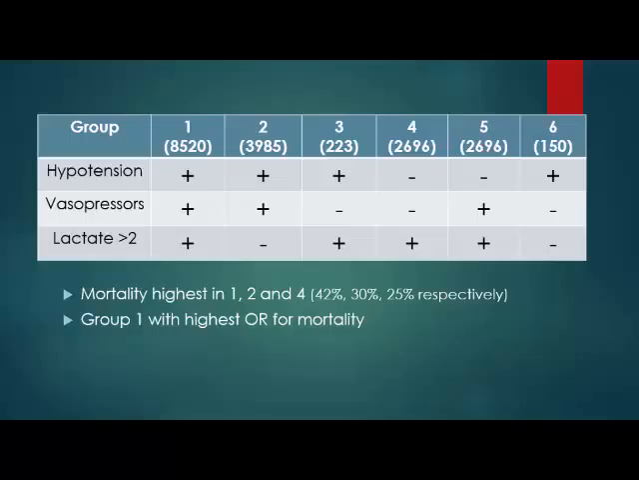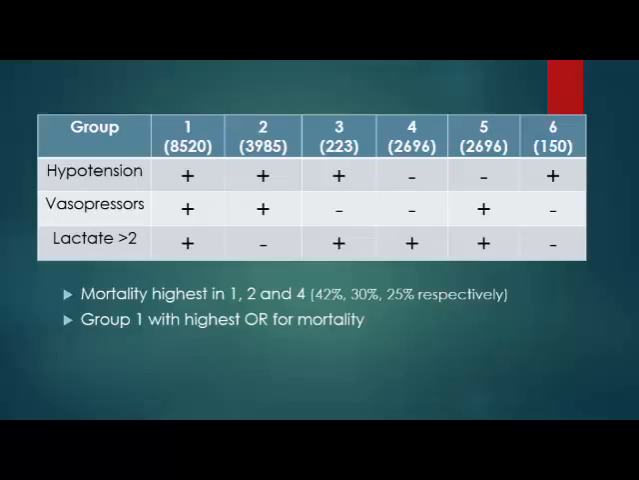So group 1 clearly had all 3. Group 2 had no lactate. Group 3 didn't have vasopressors. And you can continue to read how these groups were divided up. What they found was that mortality was the highest in group 1, group 2, and group 4. And I put those percentages up for you. And group 1 had the highest odds ratio for mortality.